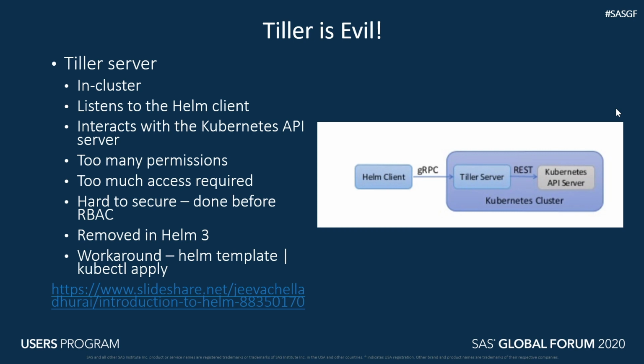When it was first put out there, when they first started using Helm, Kubernetes was not secured in the ways that it is now. We'll talk about the RBAC, role-based access control permissions, a little later on in class. So Tiller is out there listening to the Helm client, interacting with the Kubernetes API, but the problem is that the way Tiller's been set up, it has too many permissions. Too much access is required. Too much access is a security risk. It's hard to secure because it was done before this whole RBAC thing.